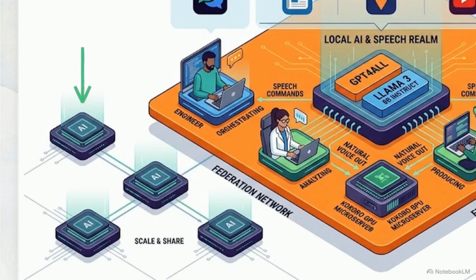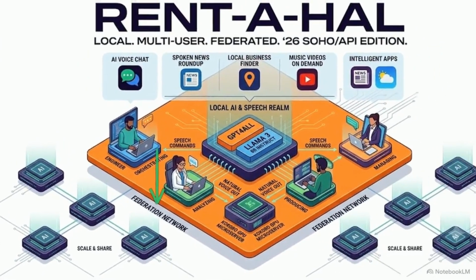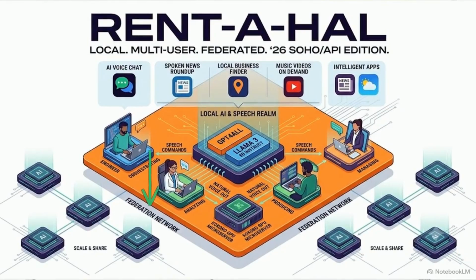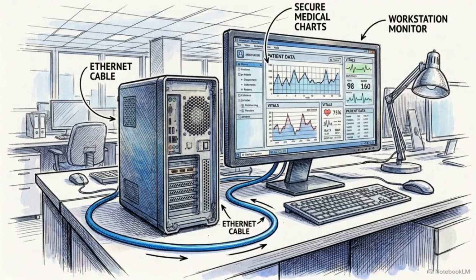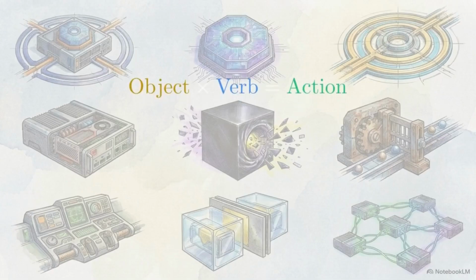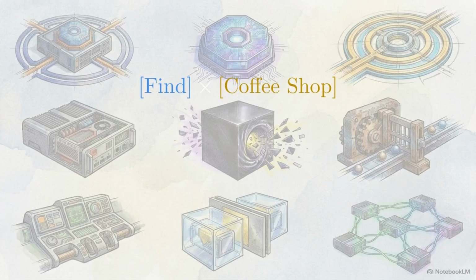To scale past the strict VRAM limitations of a single consumer GPU, these independent machines network together into a self-healing, push-driven peer-to-peer federation. The architecture brings the sovereign compute directly to the isolated data. Hard-coded logic trees are replaced by a mathematical specification. Every system capability is defined as a tuple. An object multiplied by a verb equals an action.